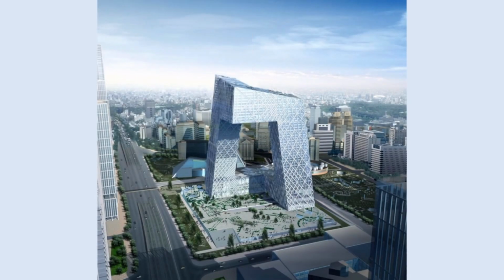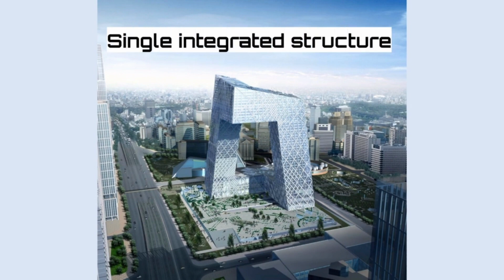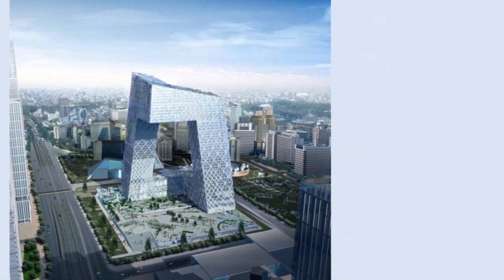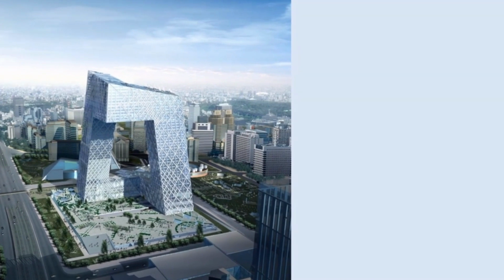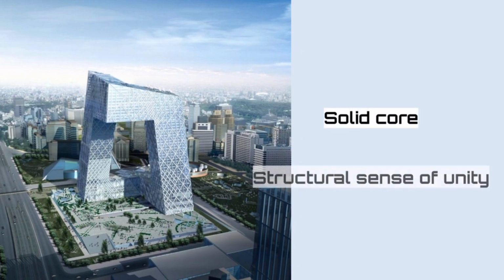The building was constructed to operate as a single integrated structure as each component was closely connected to each other and placed. This made it easier for the CCTV building to deliver loads with a monolithic structure that has a solid core and a structural sense of unity.